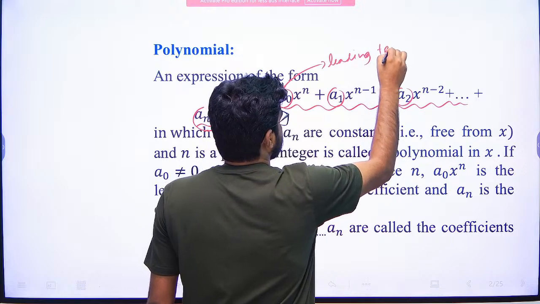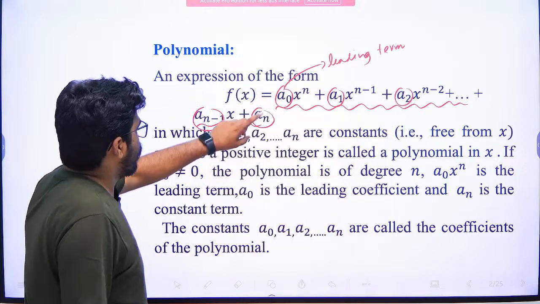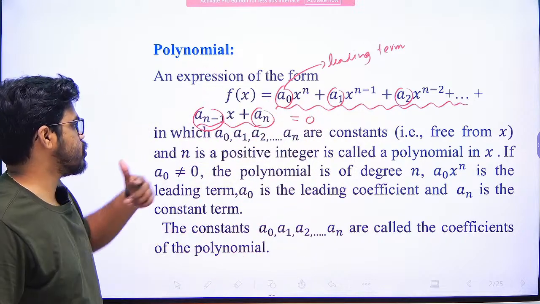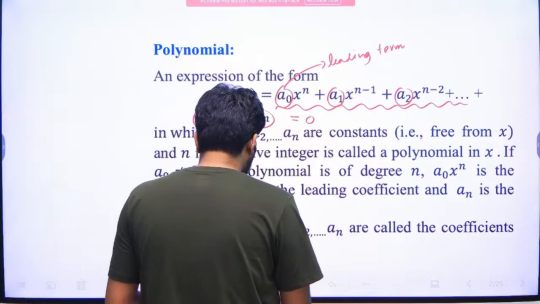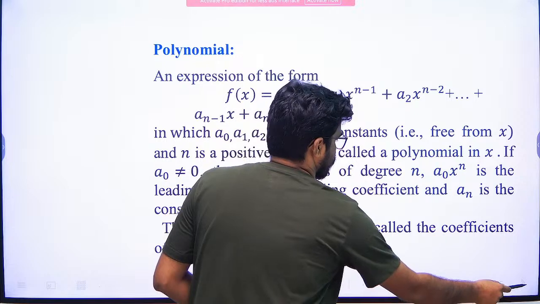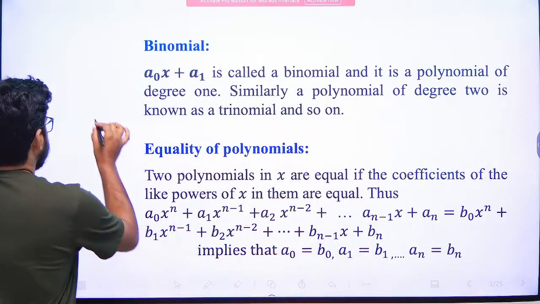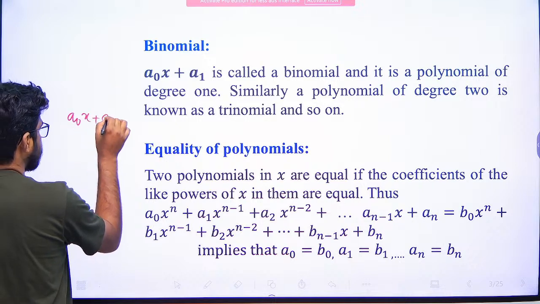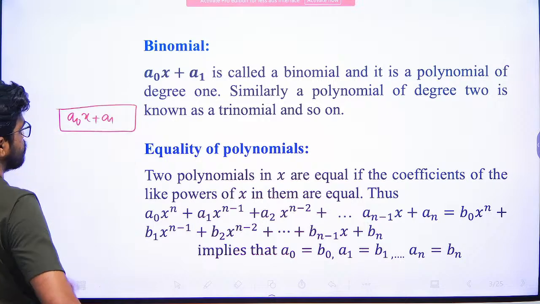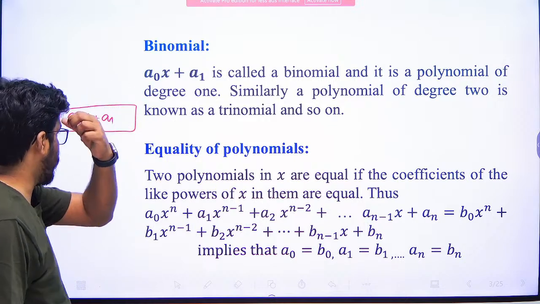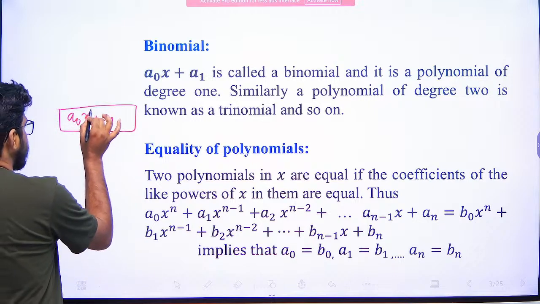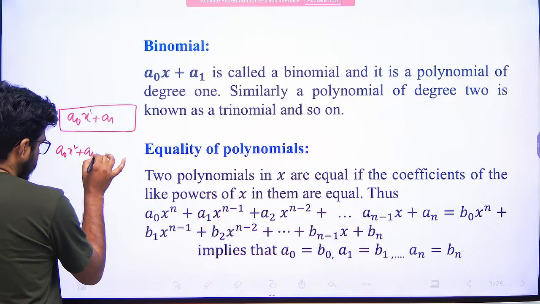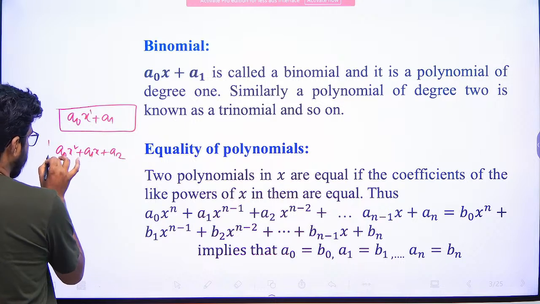Obviously when we say f(x) is equal to 0, this is an equation. Okay, so what is next? What is a binomial? That is any linear polynomial, like a0 x plus a1. This is called a binomial. Why? Because its degree is 1. And a0 x square plus a1 x plus a2 is called quadratic.